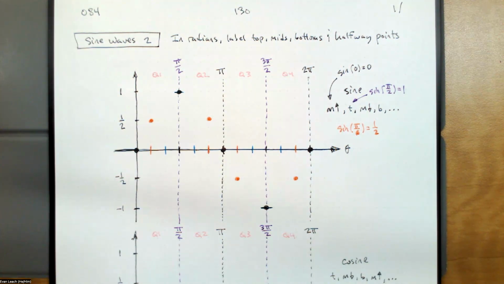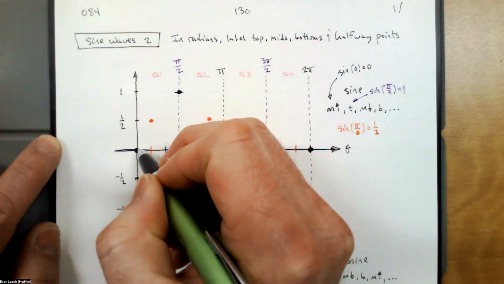So first step, label your tops, mids, and bottoms. Second step, label your halfway points, a third of the way through the quadrant, before and after crossing the middle. Then to draw the rest of the graph, we connect the halfway points with lines.